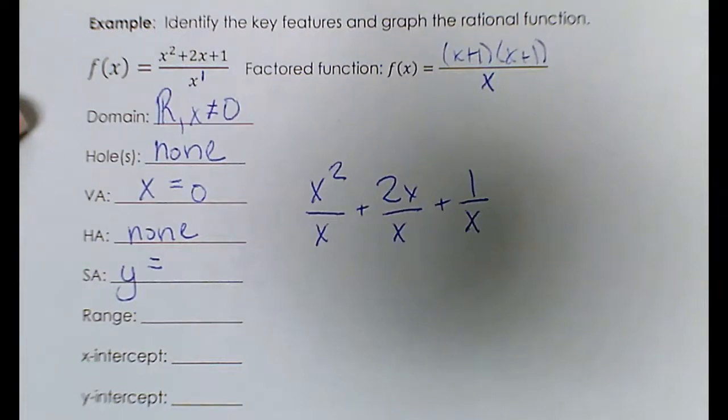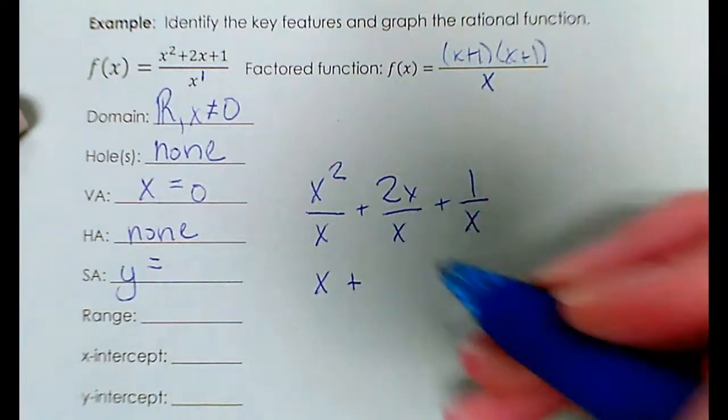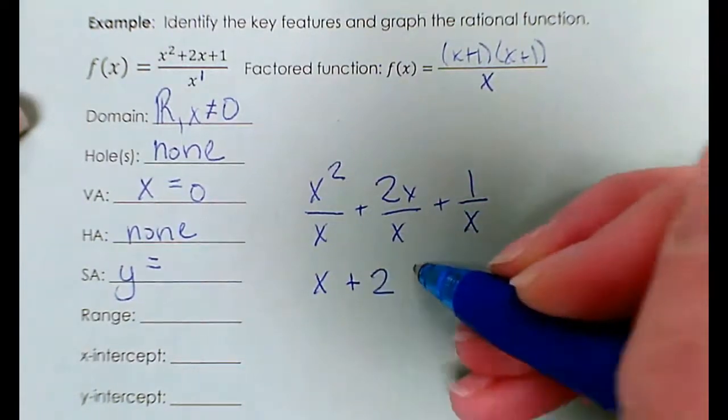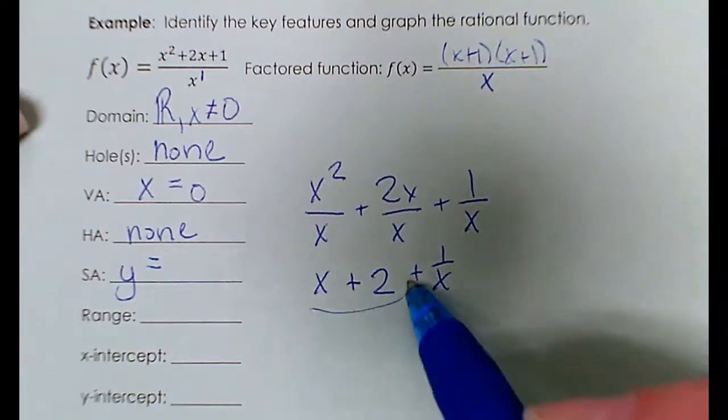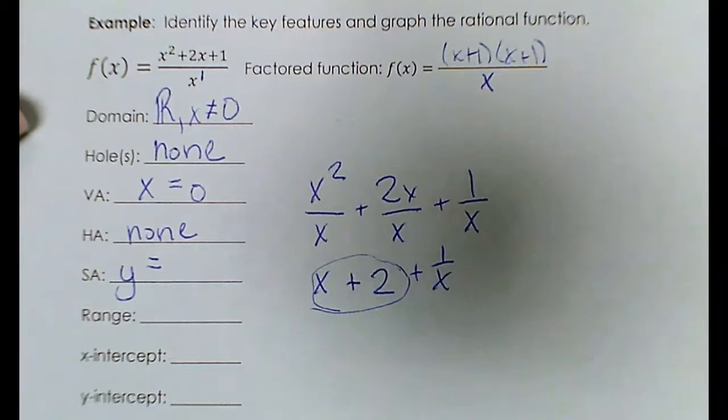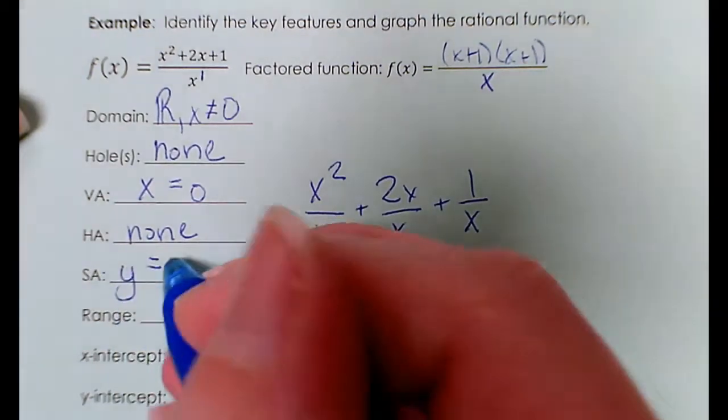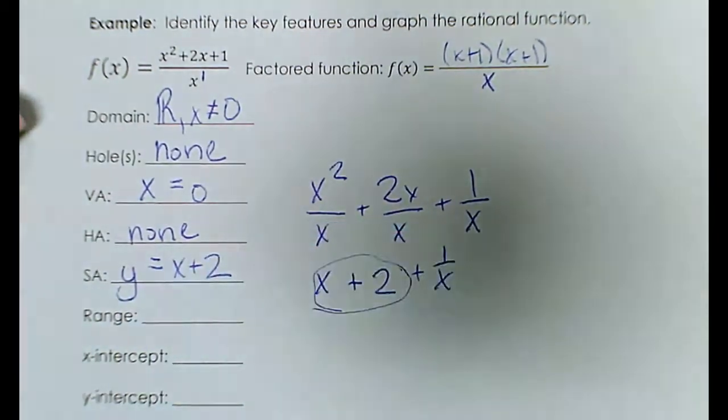So x squared divided by x is x, and plus 2x divided by x, 2, and then plus my remainder of 1 over x. And remember, we talked about, for the slant asymptote, we really don't care much about the remainder, we care about this. So my slant asymptote happens where y equals x plus 2. Happens where y equals x plus 2. You don't write the remainder. No, ma'am.